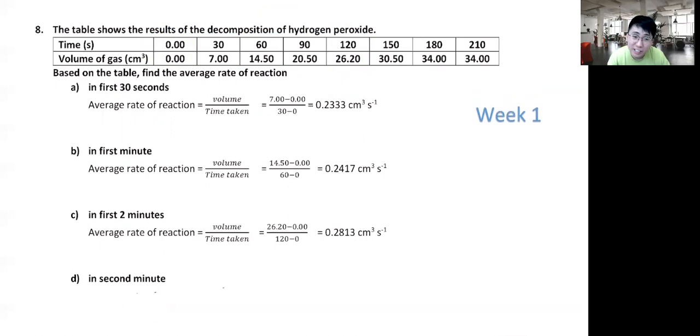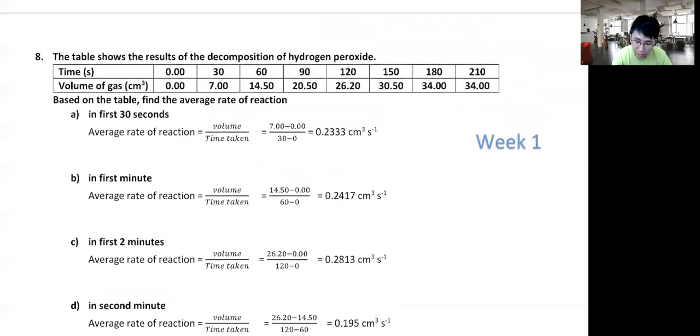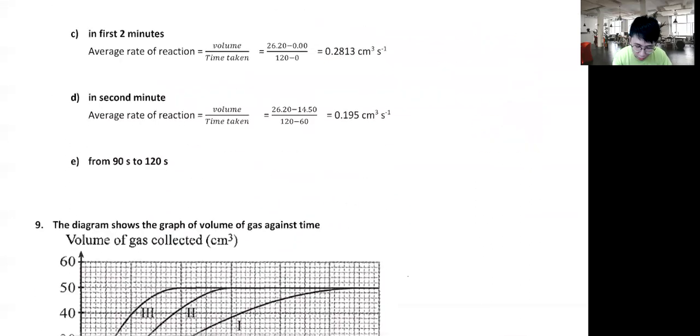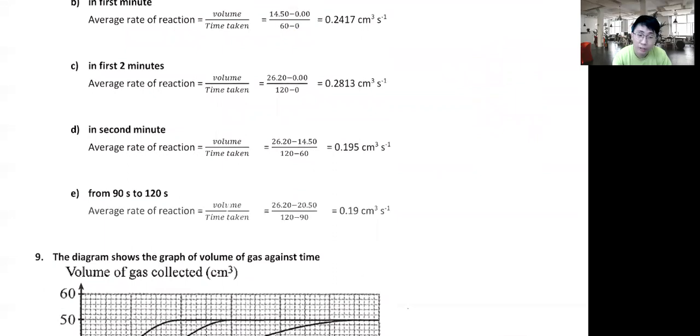But if you only want in the second minute, means you're going to minus off your first minute. So I'm going to minus off first minute. It's here until here. So 26.2 minus 20.5, 120 minus 60, you get your answer. From 90 to 120, from 90 here to 120 is here. Just do your maths. Okay, 26.2 minus 20.5 over 120 minus 90, and you divide it, you should get your value.